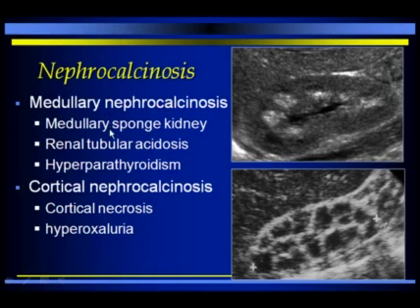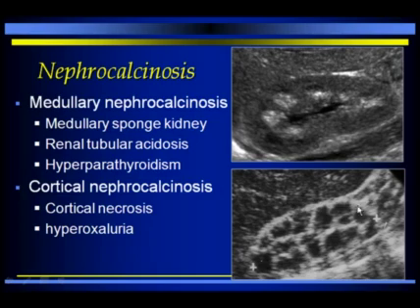Medullary sponge kidney can result in echogenic pyramids. Renal tubular acidosis is a metabolic abnormality, as is hyperparathyroidism with increased calcium. Those are all causes of medullary nephrocalcinosis. Anything that causes an elevated serum calcium can cause medullary nephrocalcinosis.